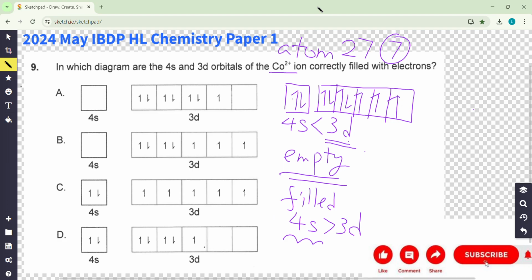Okay, so when you ionize two electrons, these two will disappear. So what's the answer? The answer is B.